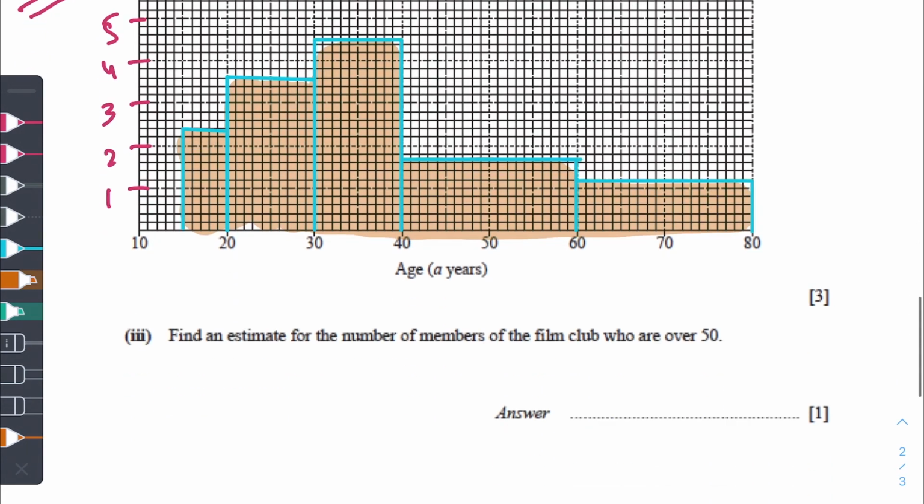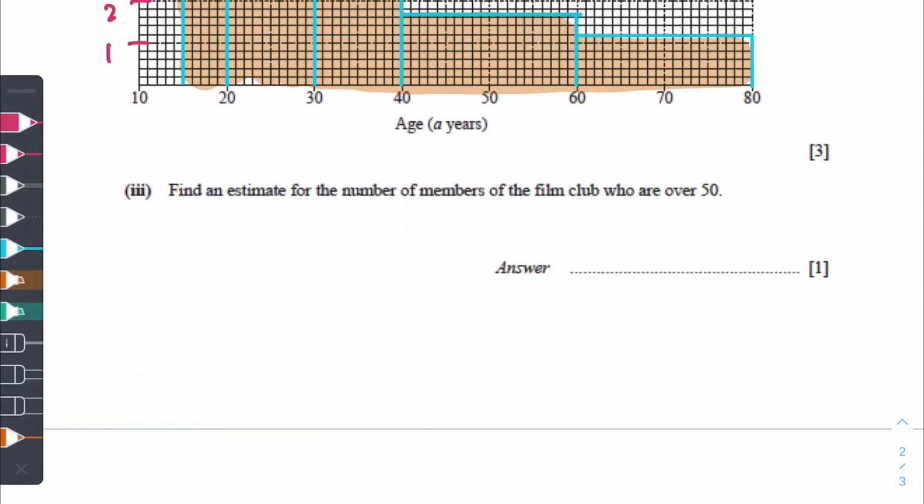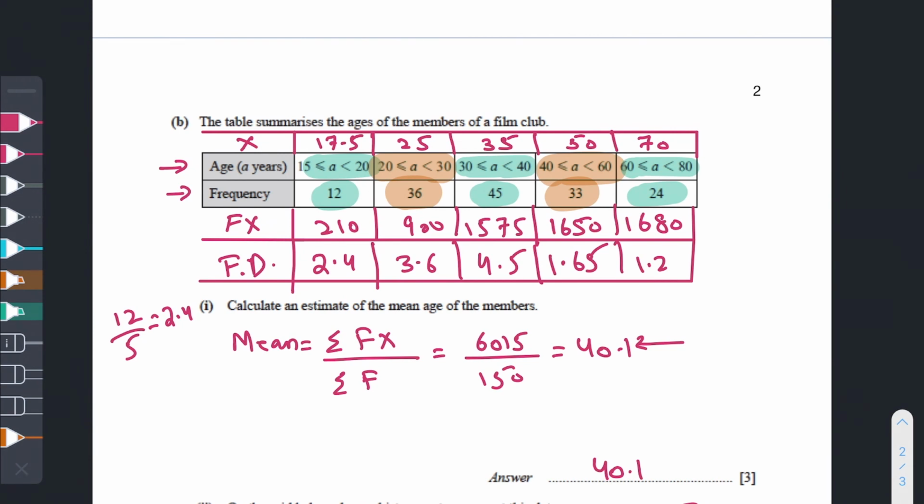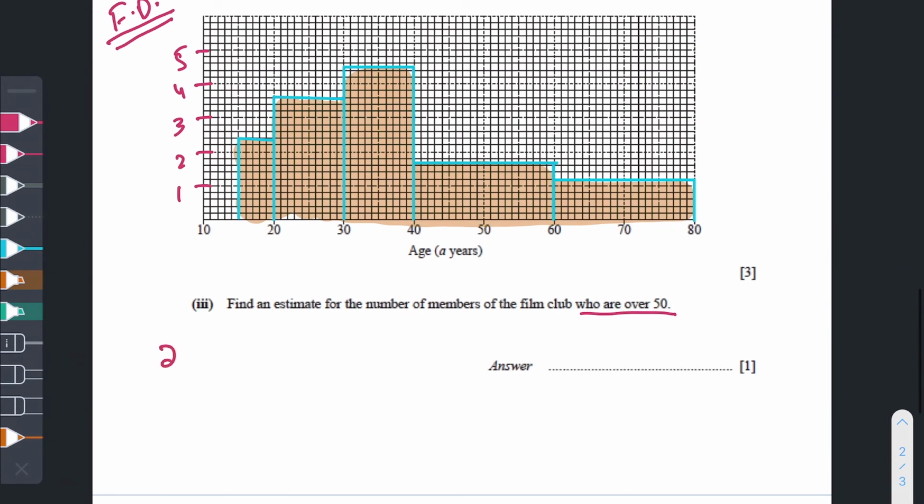The last part of the question says, find an estimate for the number of members of the film club who are over 50. Now, if you notice in our table, there is no 50 given to us. In the age, they have not given us any 50, but they have given us an interval from 40 to 60. So for 50 to 80, we have a class interval between 60 and 80 that gives us 24 people, right? So we put 24 on the side and we add it to whatever we get between 50 and 60.